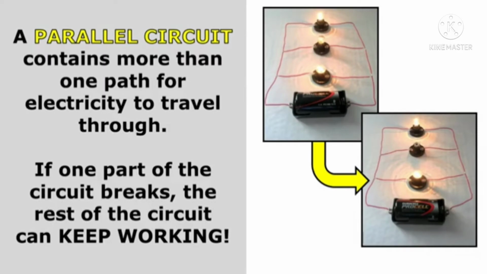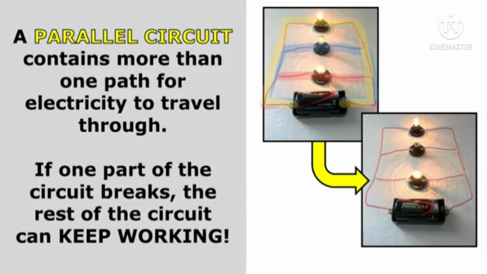A parallel circuit contains more than one path for electricity to travel through. So I can see in this top picture, electricity could travel this way through the circuit, or electricity could travel through this middle part of the circuit, or electricity could travel through this top part of the circuit. Those are three different paths for electricity to travel through. Now in a parallel circuit, if one part of the circuit breaks, the rest of the circuit can keep working.